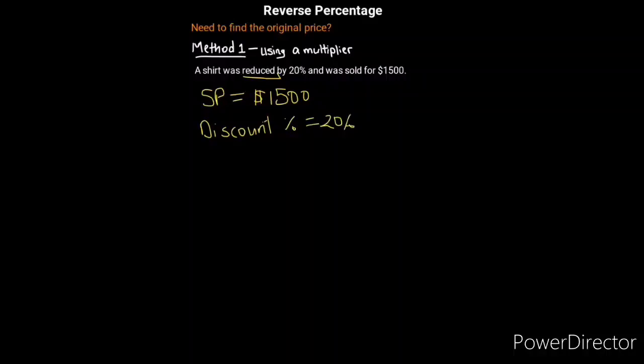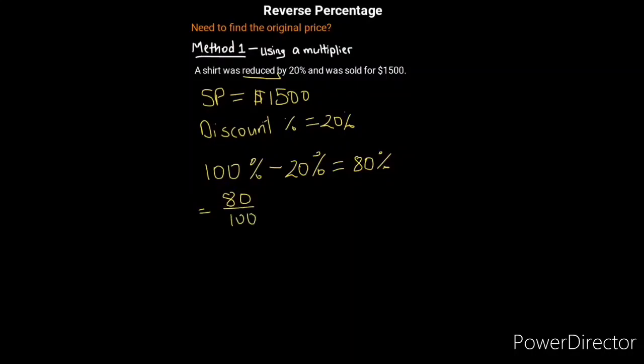Now, we know a total percentage, as in a percentage as a whole, is 100%. And we're being discounted 20% or reduced by 20%. So therefore, we need to subtract our 20% from a whole, which is 100. We have 100 minus 20%, which gives us 80%. Now, this 80% represents that our shirt carries 80% of the original price.